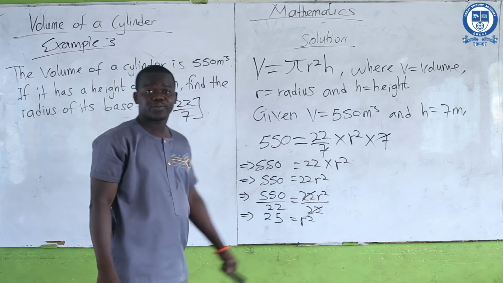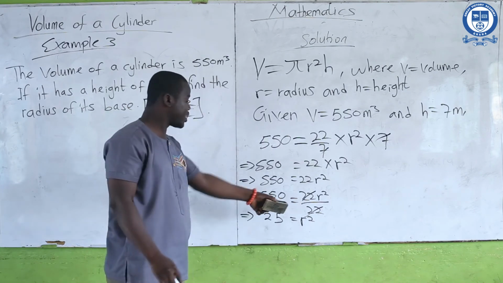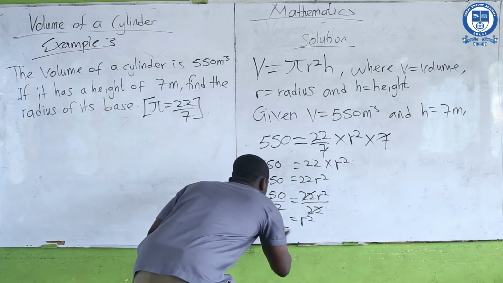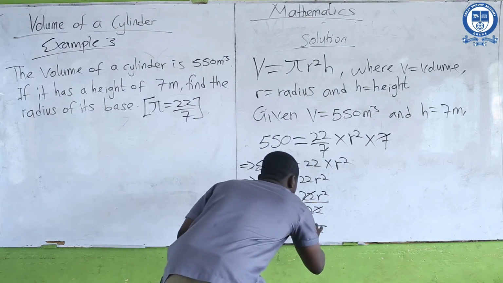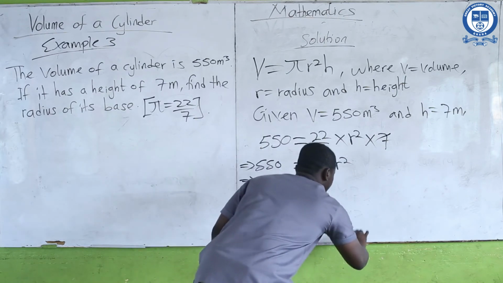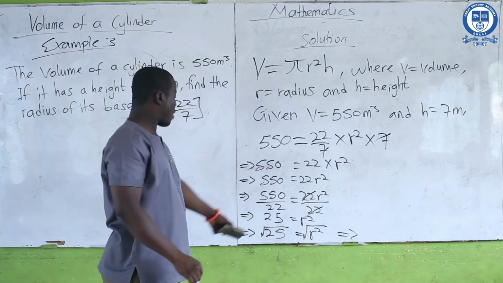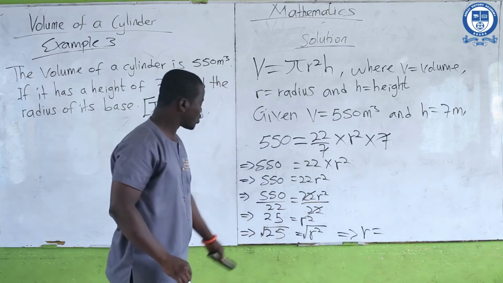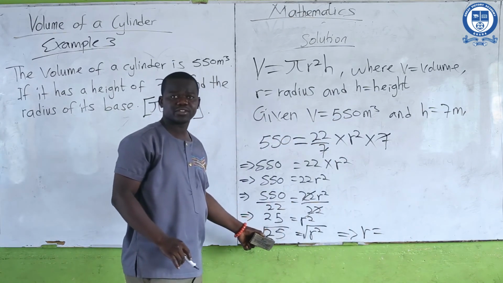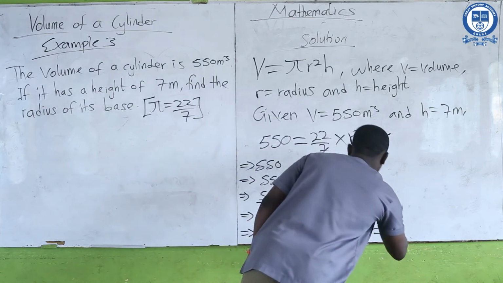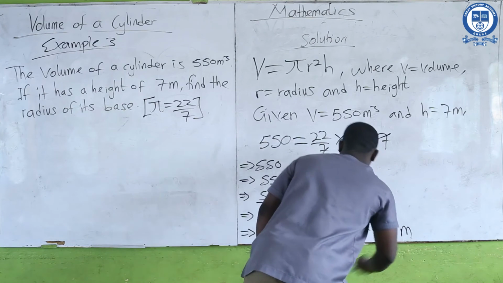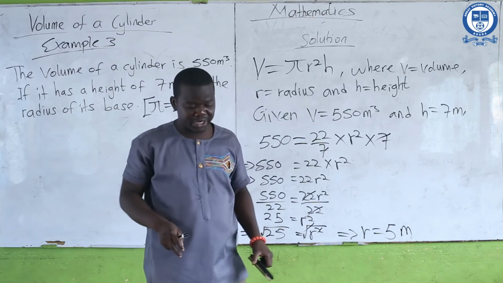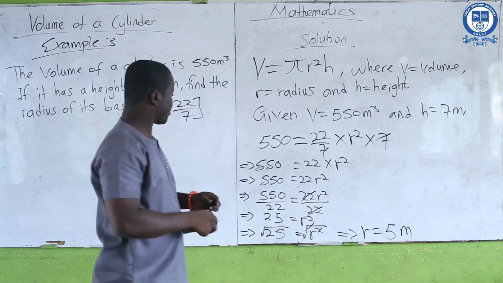The next step is that we take the square root of both sides because r squared is equal to 25. That will imply that our radius r is going to be equal to the square root of 25. What is the square root of 25? It's obviously 5. In this place, our square roots cancel out the square because they are opposite operations of one another.